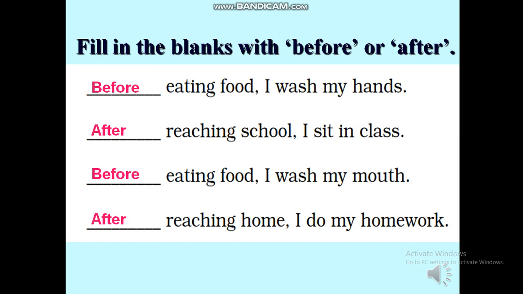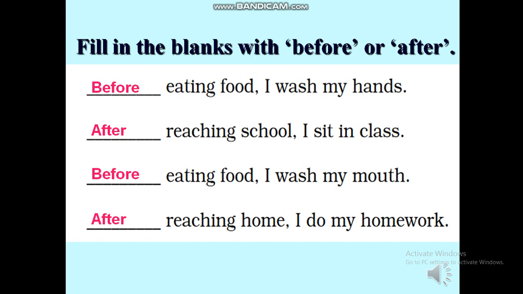Children, in the present exercise, fill in the blanks with before or after. Here, before represents the action which is done earlier, while after represents that the action is done later. You will understand better when you go through these 4 sentences given below. Before eating food, I wash my hands. Of course, before eating food only we wash our hands so that the germs on our hands will be washed out and our hands get clean.